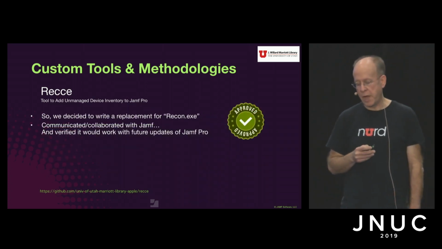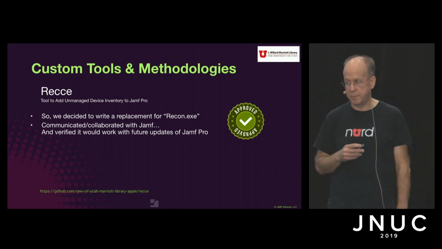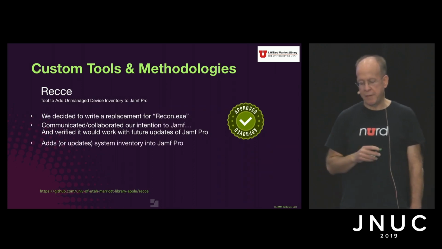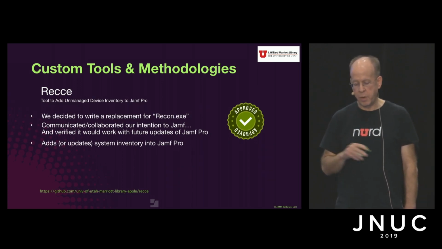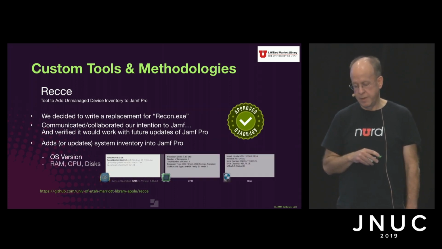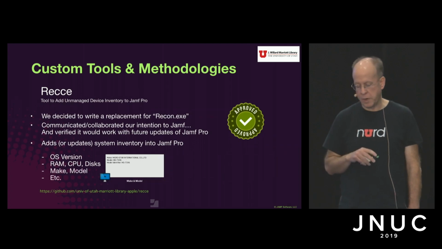So we decided we would write a replacement for Recon.exe. We communicated and collaborated with Jamf to make sure we weren't going to waste our development time and make sure it would be supported with Jamf updates in the future. So we currently have this available. It adds or updates system info in Jamf Pro on Windows systems. It gives them the OS version, the RAM, CPU, disks, model, etc., any hardware information.